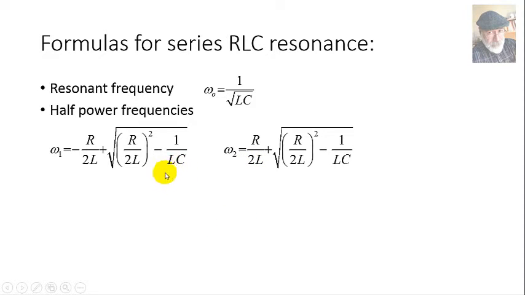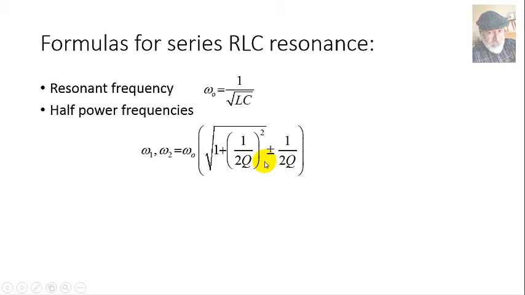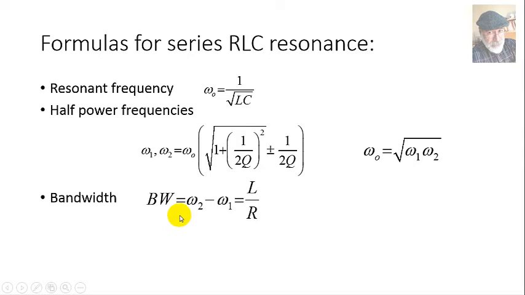The half-power frequencies can be computed by those two formulas in terms of R, L, and C, or the one I prefer, as a function of the resonant frequency omega naught and of Q, the quality factor Q. The resonant frequency is the geometric mean of the two half-power frequencies omega 1 and omega 2. The bandwidth, the difference between those two frequencies, happens to be R over L for a series RLC circuit only.